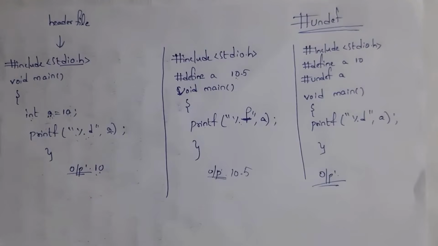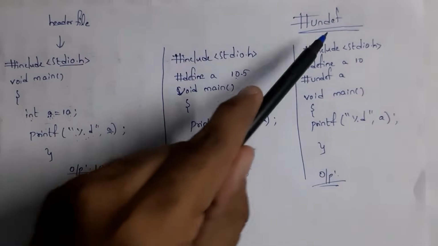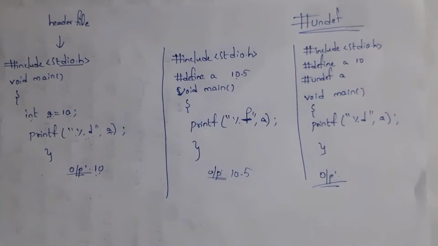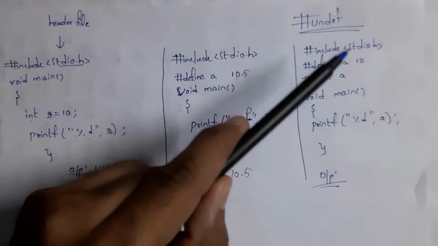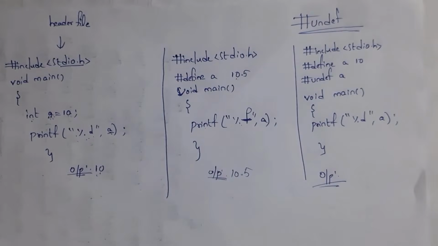Next one is the undef directive, where undef stands for undefine. For example, whatever macro you define, if you want to remove that macro, then you need to use the undef directive. This is an example. Here I wrote #include <stdio.h>. After that I wrote #define a 10. Here I define macro a, and I give the value of this macro as 10.